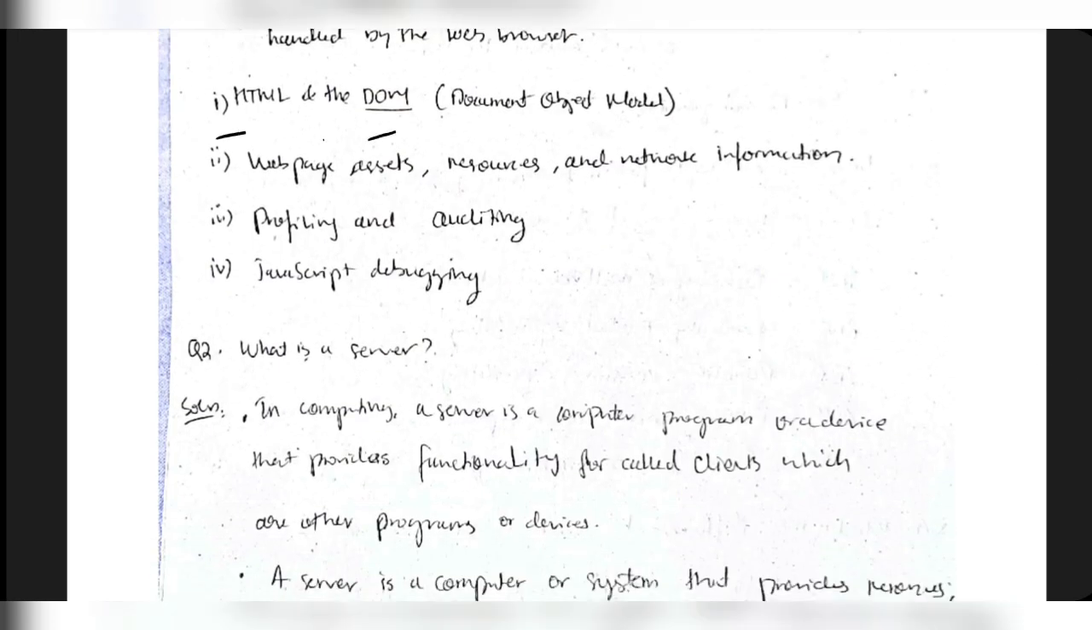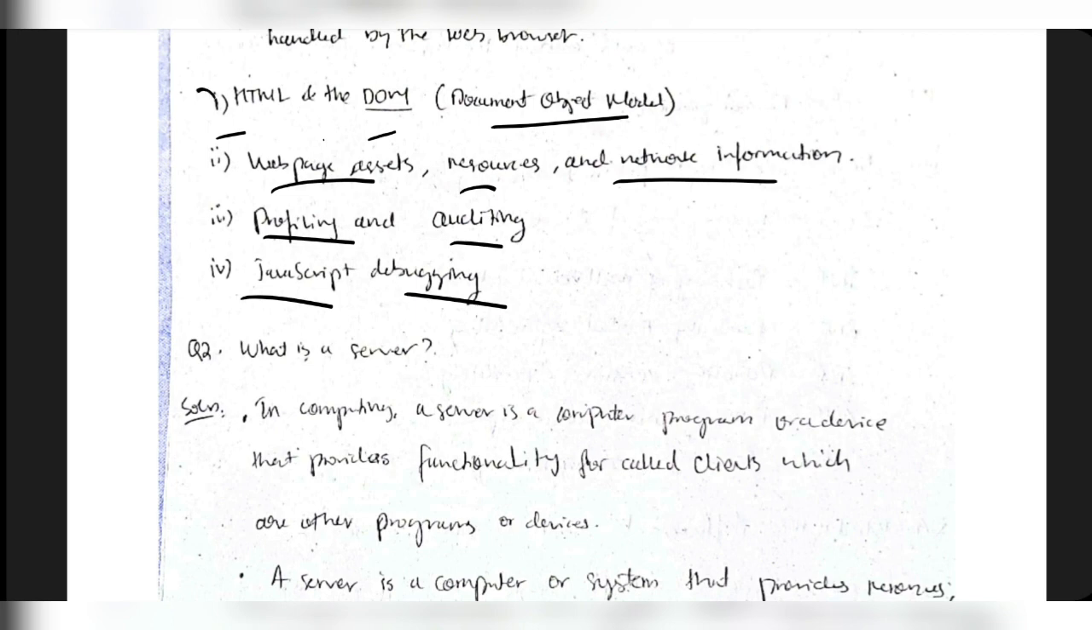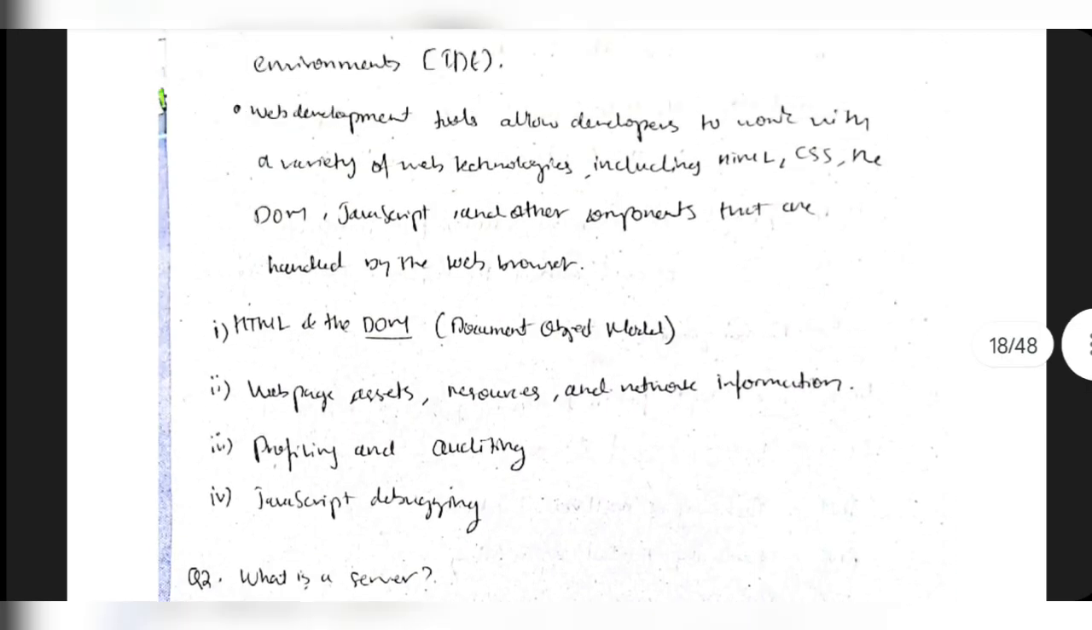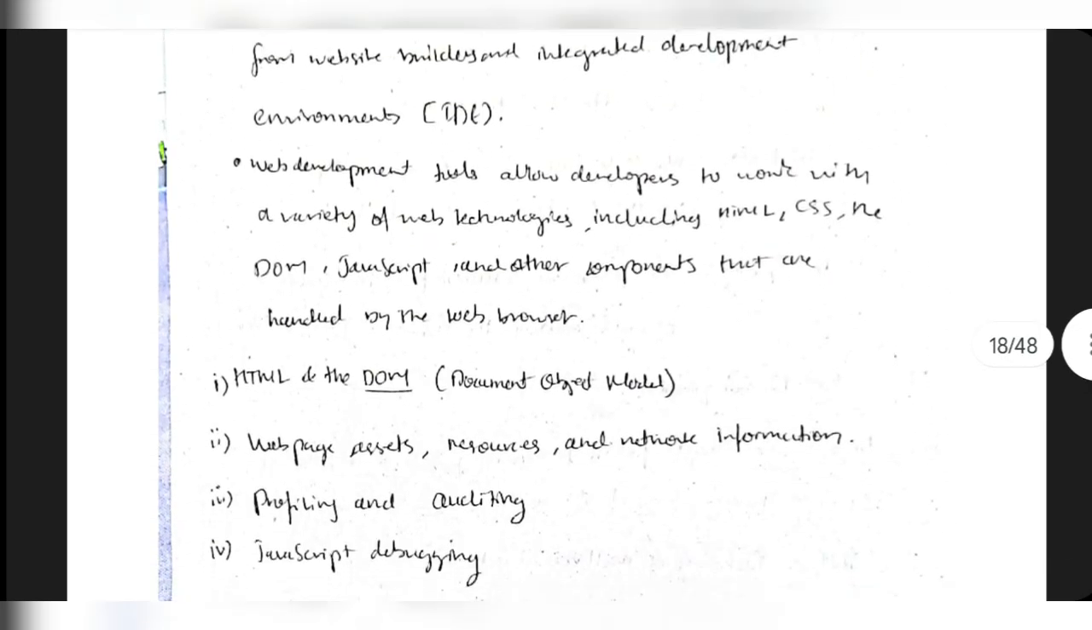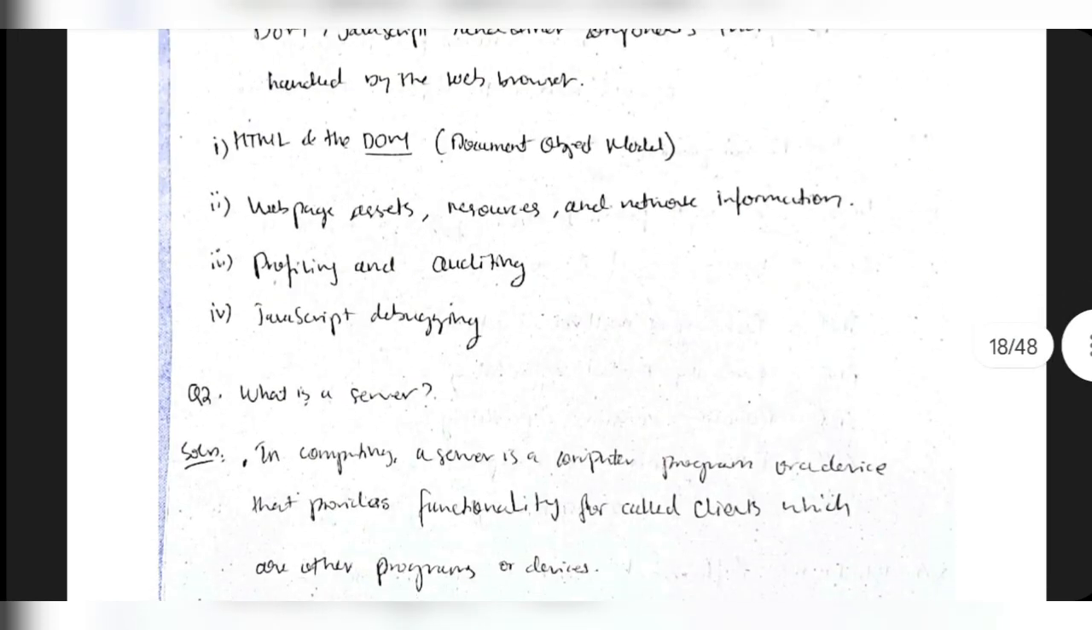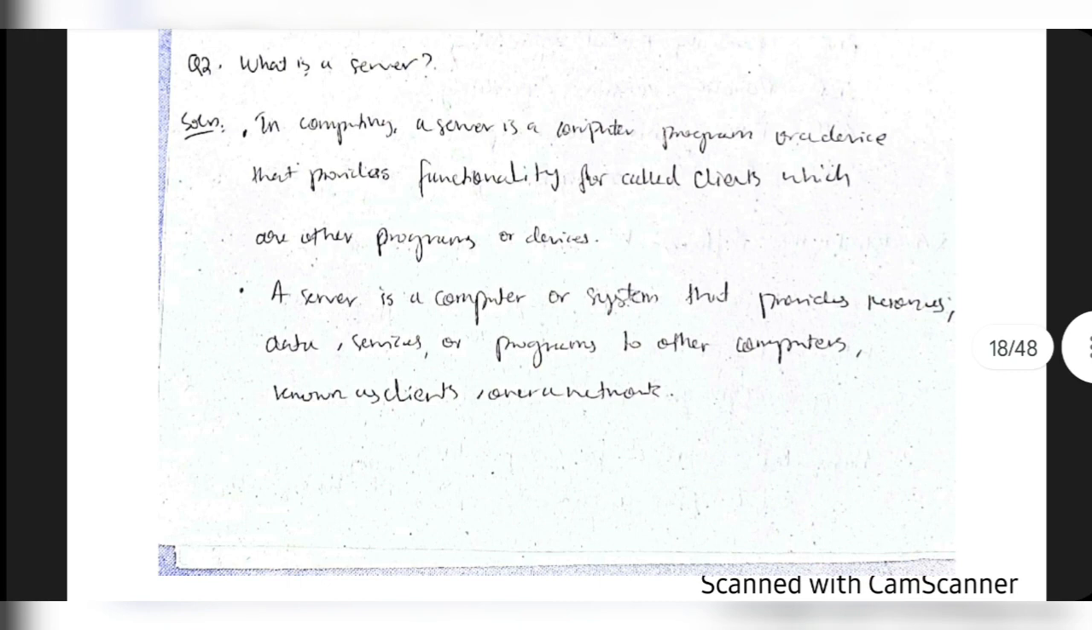HTML and DOM. DOM means Document Object Model. It uses web page assets, resources, and network information. It uses these three things: profiling and auditing, JavaScript, and debugging. These four things form a successful website. So web development allows the developers to work with these things and develop it.